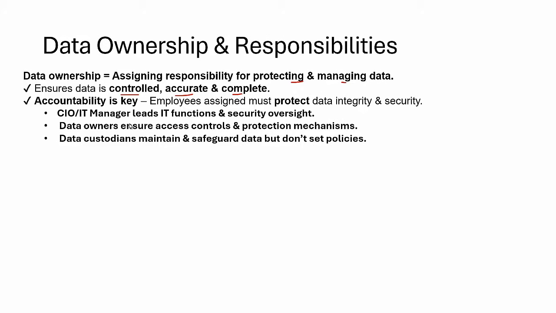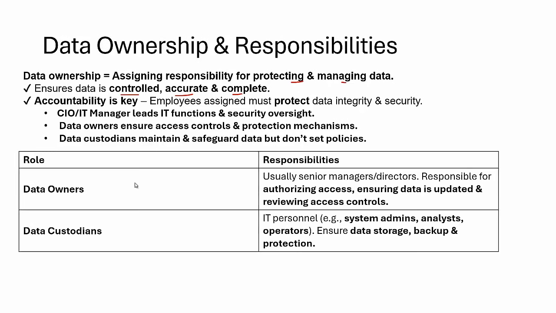So the CIO and IT manager lead the IT functions. The data owner ensures access control and protection mechanisms. The data custodian maintains and safeguards data but doesn't set the policies. Okay, so the data owner is usually senior management, board directors. They are responsible for authorizing access, ensuring data is updated and reviewing access control. On the other side, data custodians are the IT people like system admin, analyst, operator, who ensure data storage, backup and protection on behalf of the data owner.